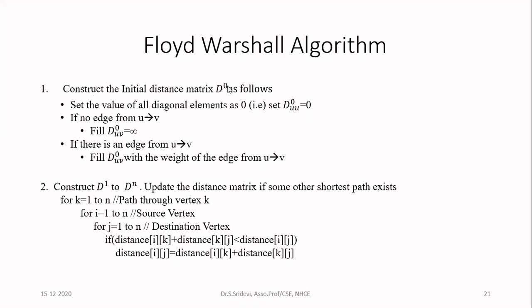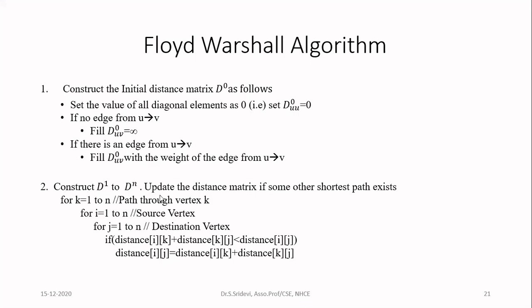Once the D0 construction is over, you are going to construct the remaining matrices. The remaining matrices are D1 to Dn. Here n represents the number of vertices I have in my graph. So what are these matrices going to tell? Every time you construct a particular matrix like Di, it is going to tell you, if you include the ith vertex, is there any shortest path available between all pairs of vertices? So that only we are going to create.